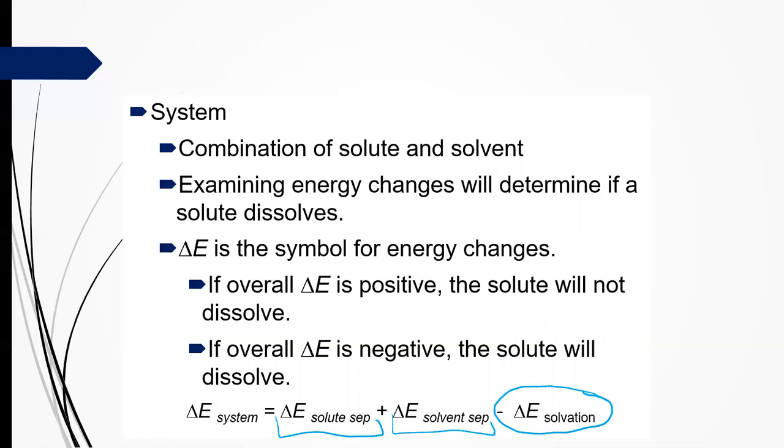In general, the solute separation should be positive, which requires us to put energy in to separate it. The solvent separation should be positive, and then the energy of our solvation is going to be negative, because we should be getting that energy back out. Overall, if that delta E is positive, then the solution will probably not dissolve. If overall the delta E is negative, then the solution will dissolve. So that's how we can use these energies to get a prediction about whether we think it will dissolve or not.